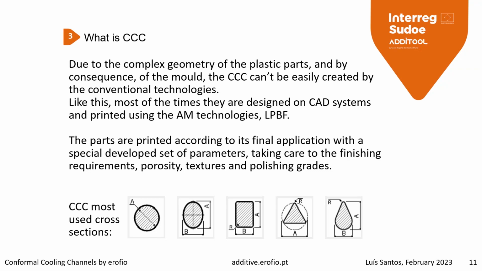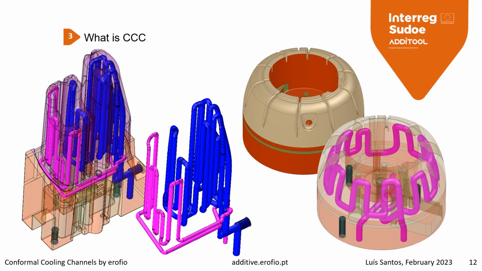The most used cross sections of conformal cooling channels are round, ellipse, rectangular, triangular, and teardrop shapes, which are the most common, or rather the most used by us, I would say. Here are a few examples of parts that have been developed and are working in real molds and real tools.